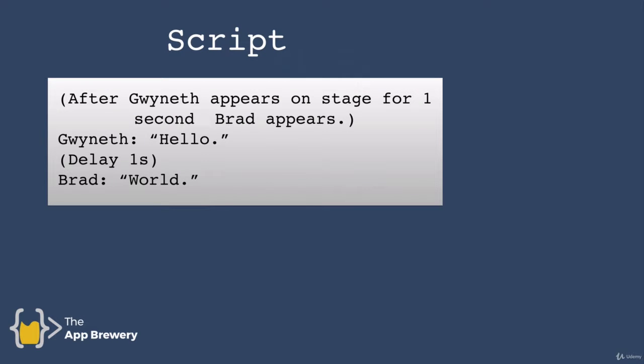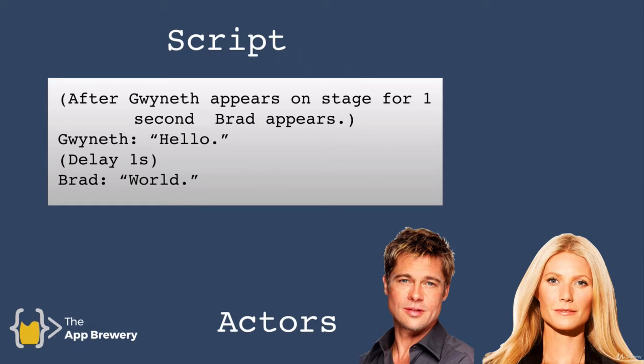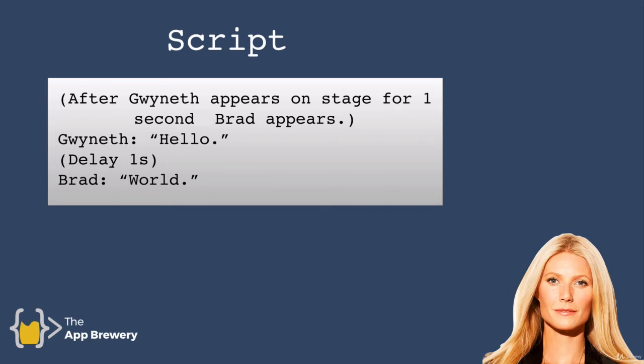So, for example, let's say that we have a script and we have some actors, Gwyneth Paltrow and Brad Pitt. So obviously we're making a very high-end movie here. In the script, you might tell your actors that after Gwyneth appears on stage for 1 second, Brad should appear. And then Gwyneth should say hello. And then there's a delay of 1 second when Brad needs to say hello. So this is the script. So this is how it would play out.